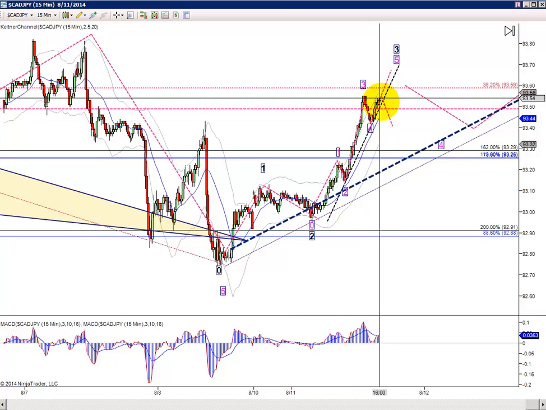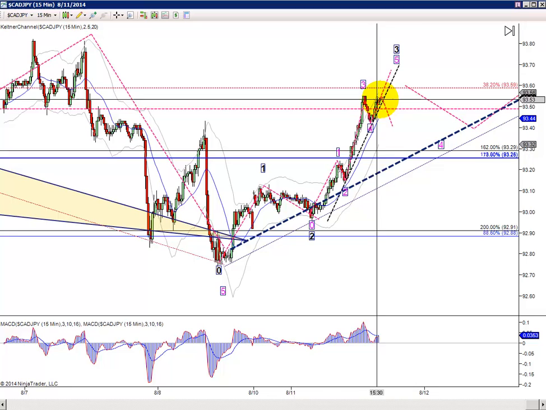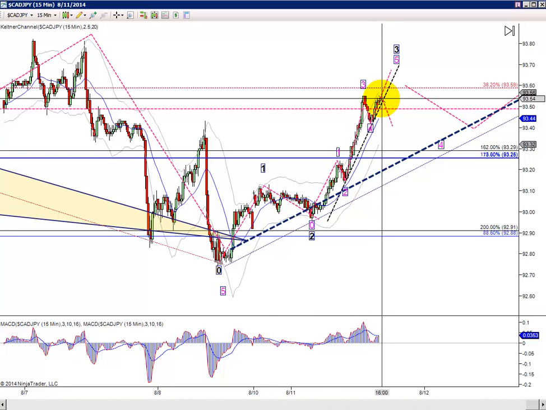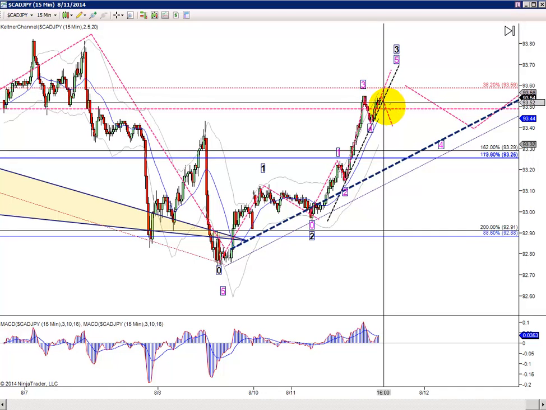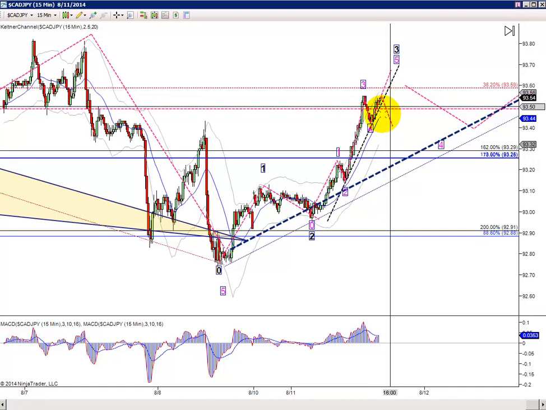So this is indicating if it puts in a lower high, what they call a truncated 5, which means it doesn't make a full 5. Or if it makes a new high, we're going to raise our stop up accordingly.